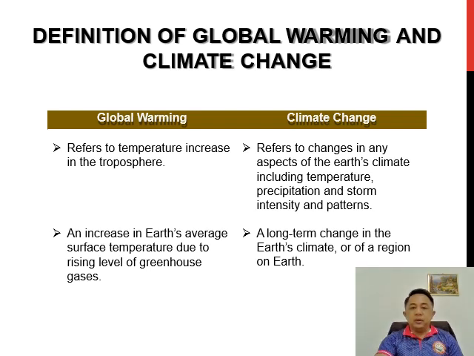For example, in the North Pole and South Pole, or the parts of our planet where there are glaciers or ice caps, it has been noted that those ice caps and glaciers are already melting, which will also affect our ocean, because the level of the ocean will increase because of the melting ice caps. So those are the differences between global warming and climate change.